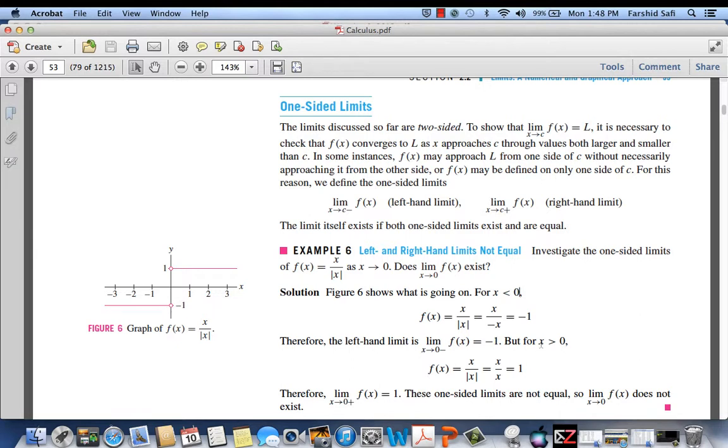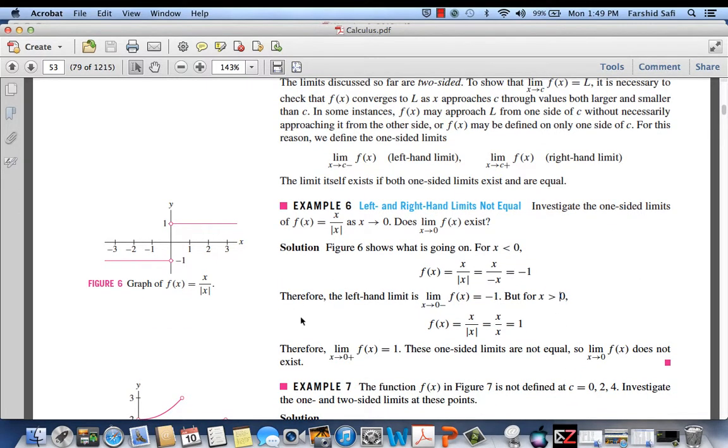Now, for the x values where we have positive x values, absolute value of x would equal x, so x over the absolute value of x would equal positive 1. That's this half of the graph. Notice that in either case, x equals 0 is not in our domain, because that would make our denominator equal to 0. So if we were to take a look at one-sided limits, limit as x approaches 0 from the right would equal 1. Here's 0.